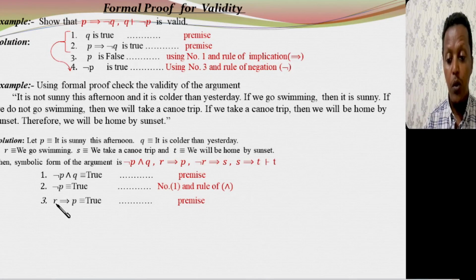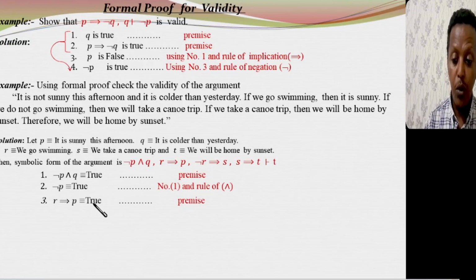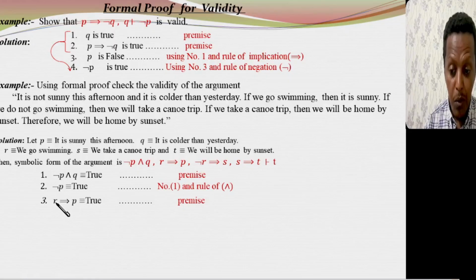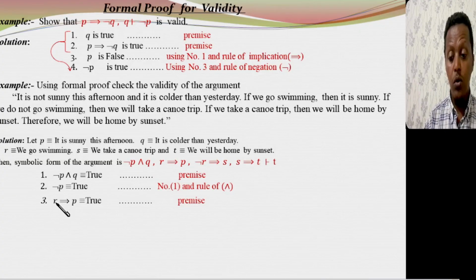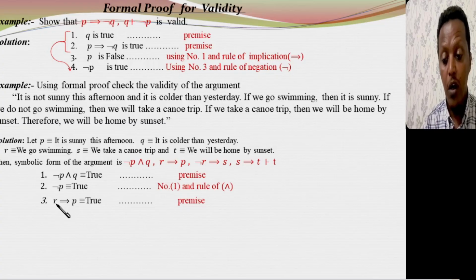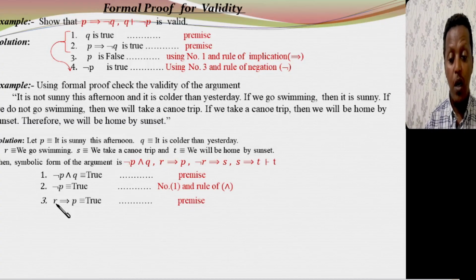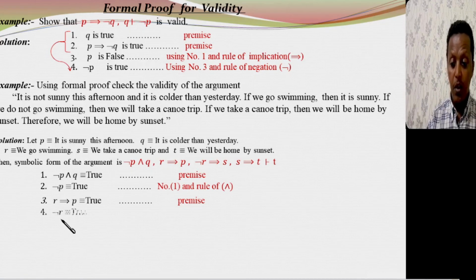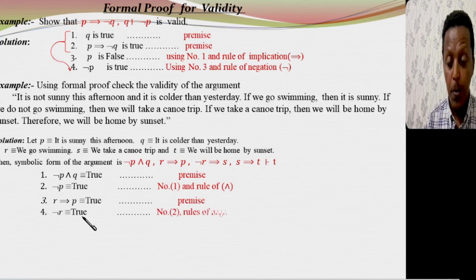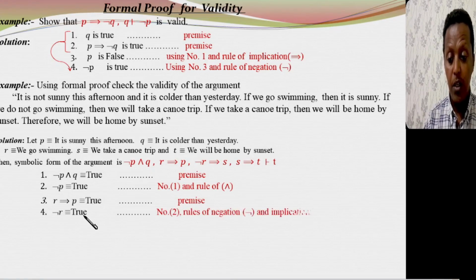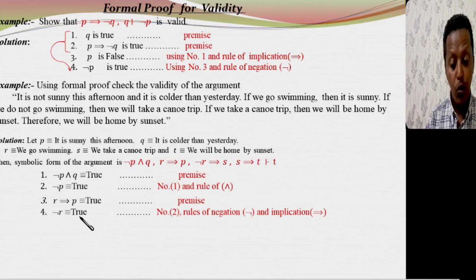So from the second point, negation P true means P is false. So in order for R implies false to be true, the only option for R is false. Because if R is true, true implies false will not be true. So in order for the second premise to be true, R has to be false. So if R is false, then negation R will be true. Negation R must be true.